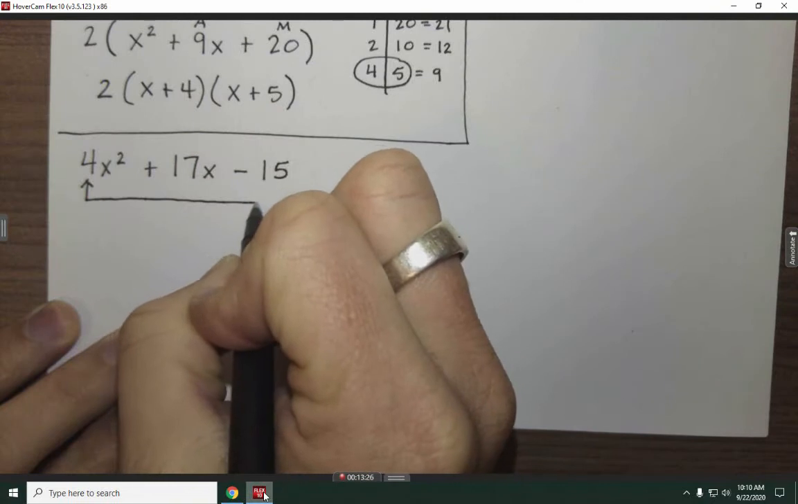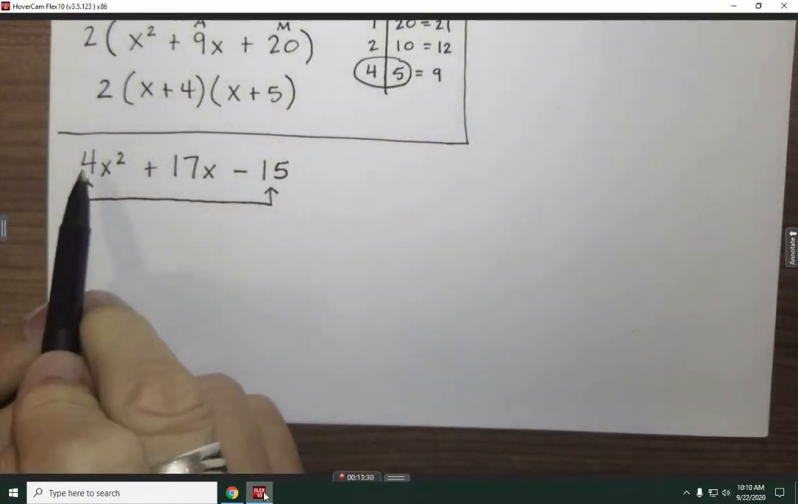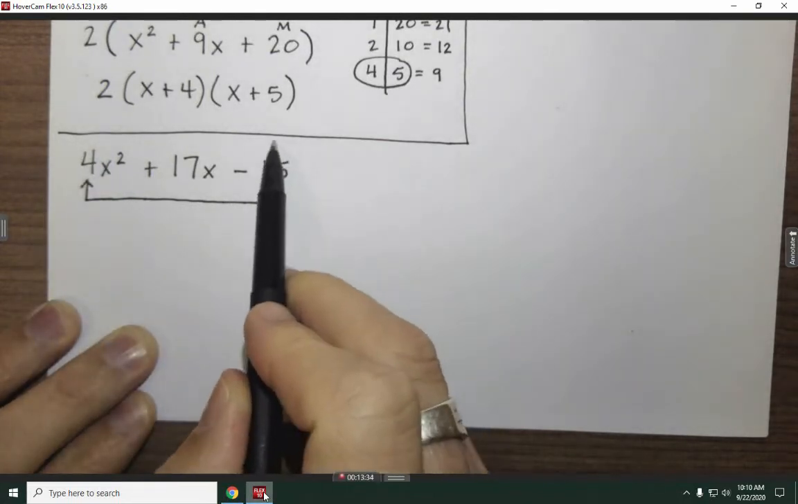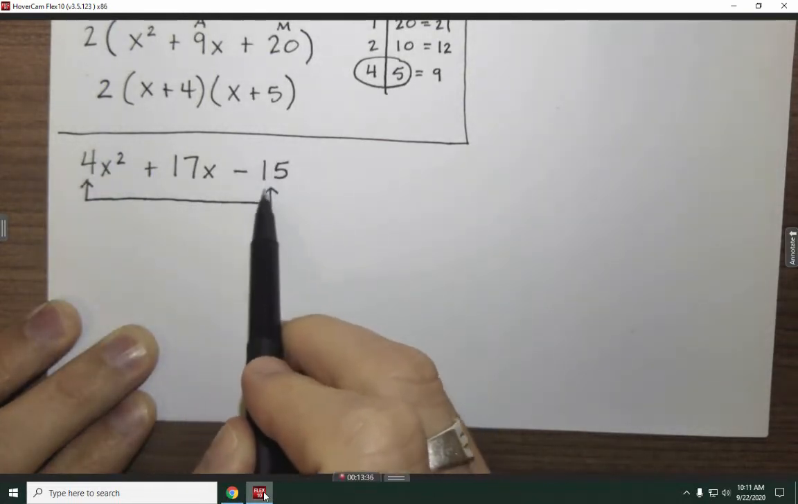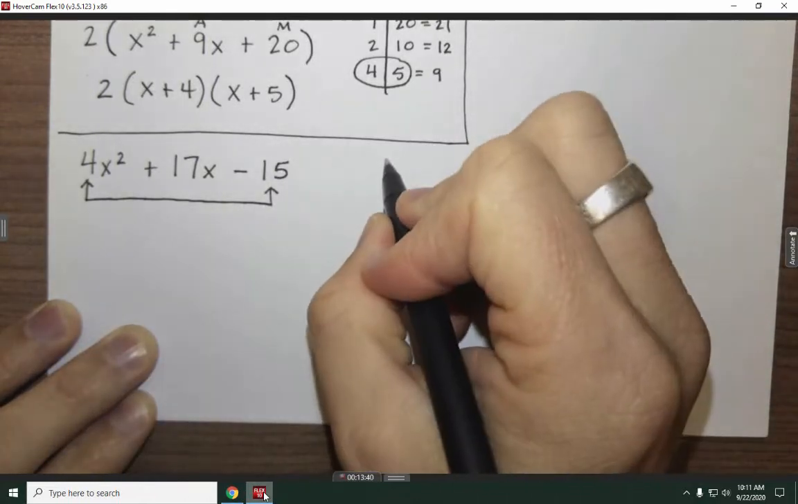What we're going to do is multiply our lead coefficient, which is the number out in front of this lead term, and this back constant. We're actually going to take this negative with us too. So this is 4 times negative 15, which gives us a negative 60.